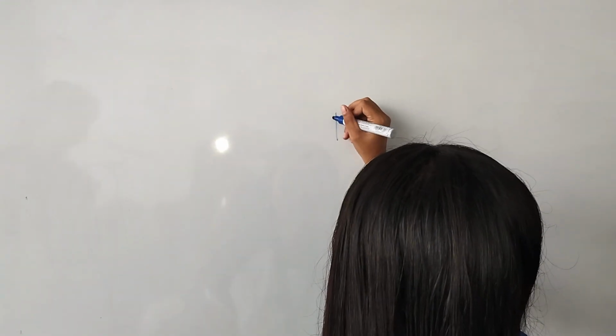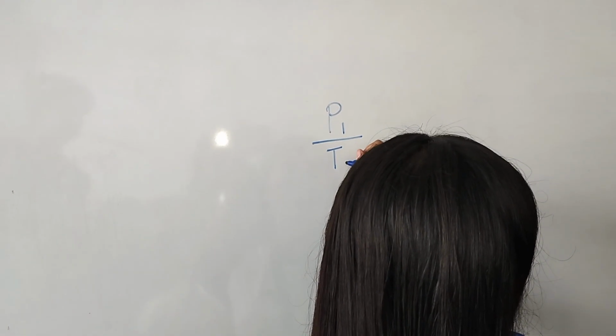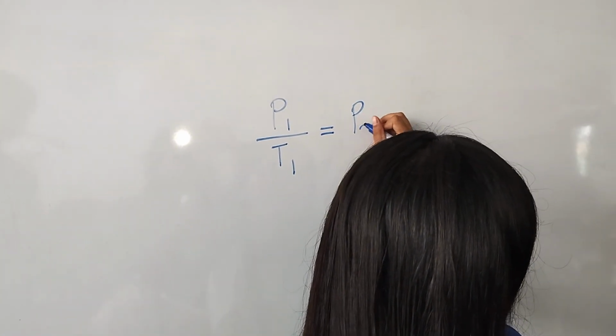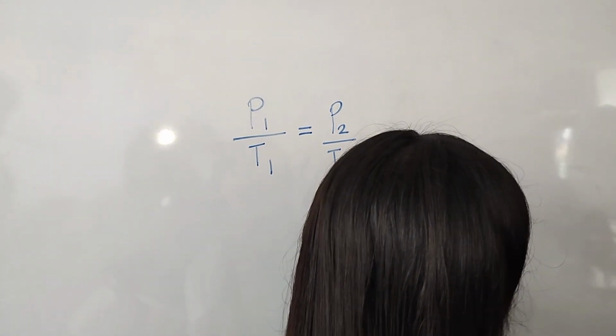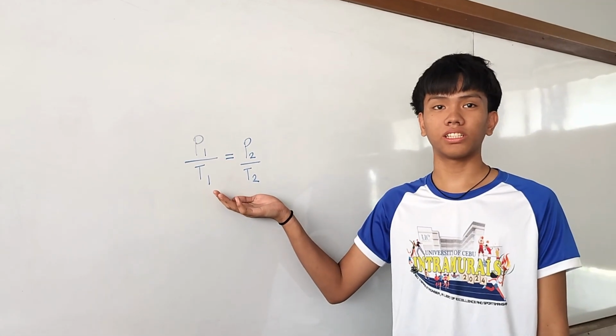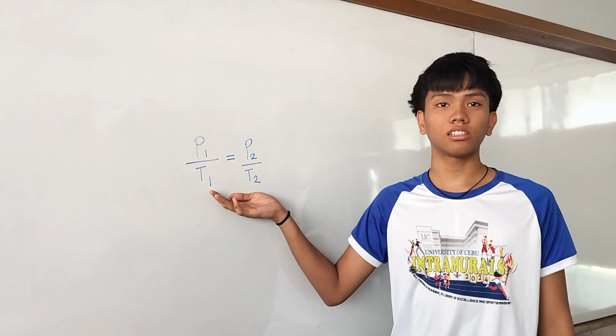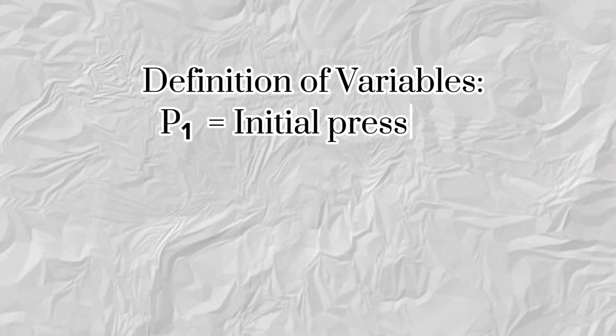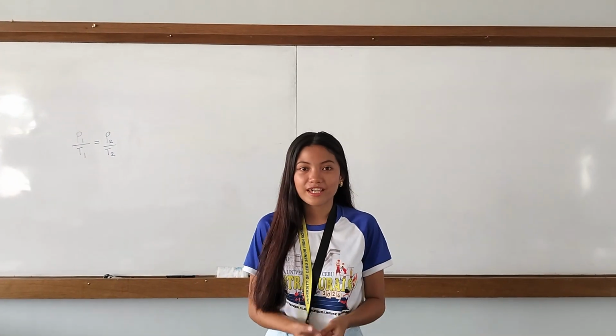This means when the temperature of the gas increases, the pressure also increases. Likewise, if the temperature decreases, the pressure decreases, as long as the volume remains the same. Here, P1 and P2 are the initial and final pressure, and T1 and T2 are the initial and final temperature in Kelvin. Now, let's see this law in action.